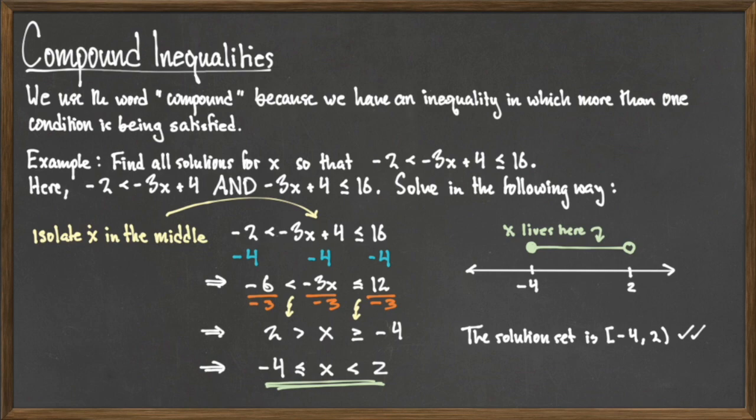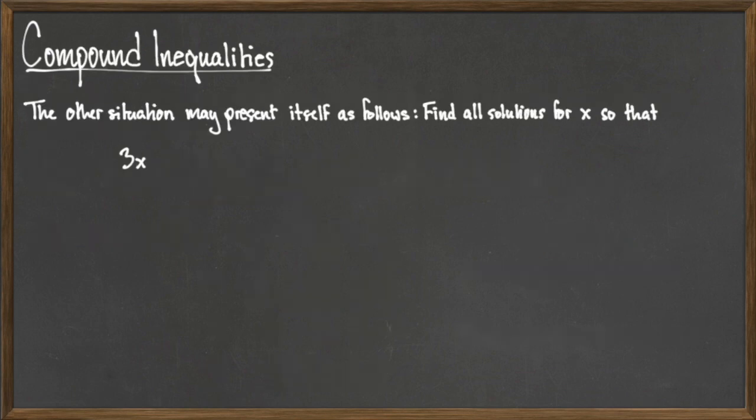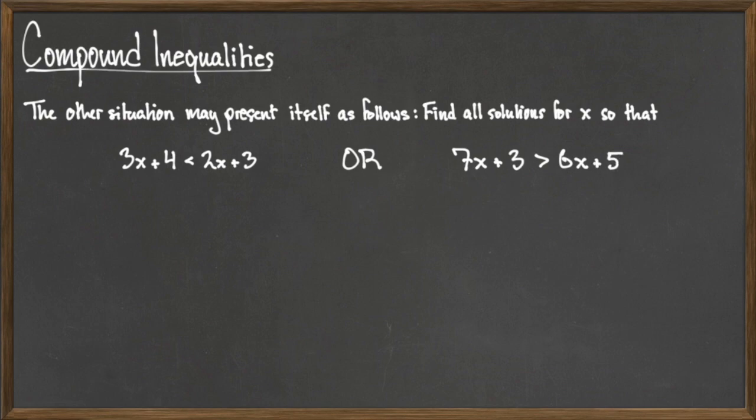Another style of compound inequality might look like this. I'm going to solve 3x plus 4 less than 2x plus 3, or 7x plus 3 is greater than 6x plus 5. Now, this "or" doesn't mean solve one or the other. We still have to solve both. It just means that the final answer will be the union of the first inequality solution and the second inequality solution. So let's solve that first one.